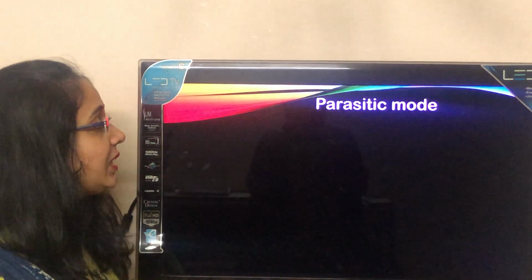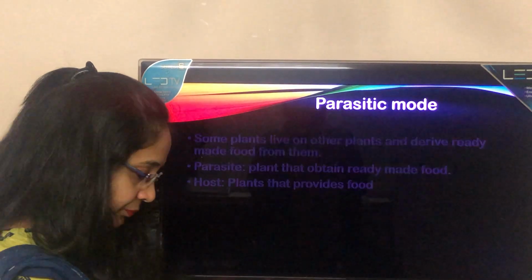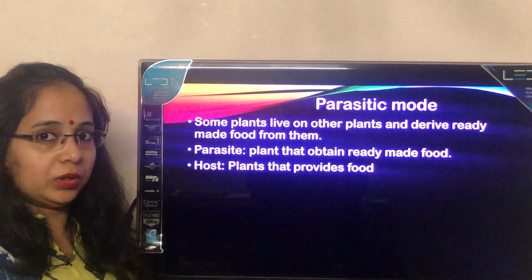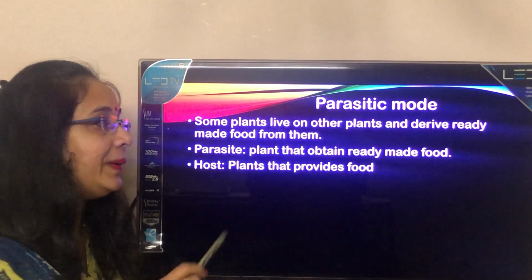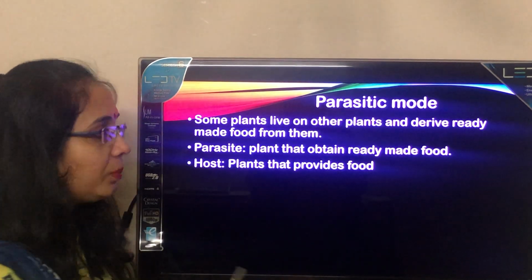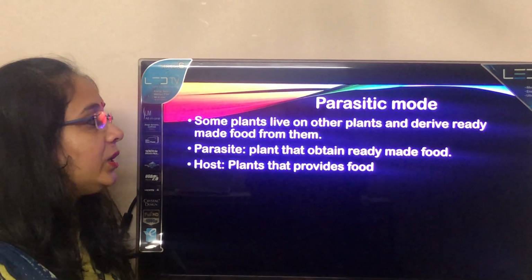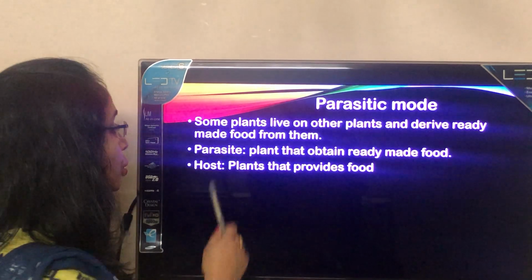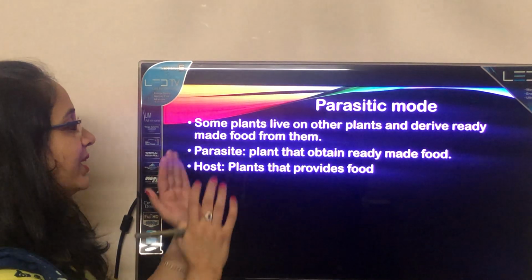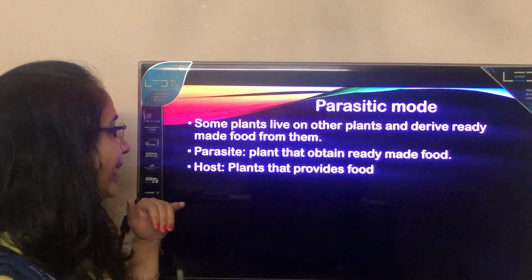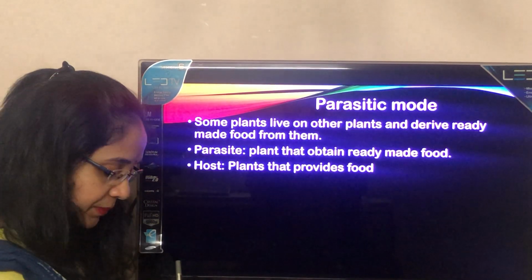Now the next type of heterotrophic mode of nutrition is the parasitic mode. So what is the parasitic mode? The definition is: some plants live on other plants and derive ready-made food. So please consider the term ready-made food. They cannot make their own food. Obviously they are heterotrophs and they take ready-made food. They don't provide anything in return. So in the parasitic mode there are two plants, obviously. The one which is taking ready-made food is known as the parasite, and the one which is providing the ready-made food is known as the host.